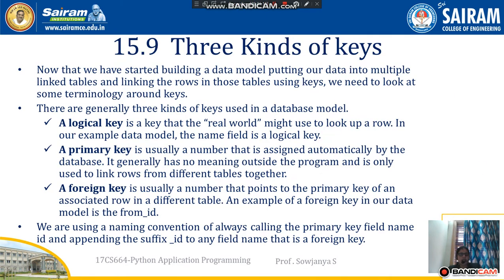we have a primary key, which is usually a number that is assigned automatically by the database. It generally has no meaning outside the program and it is only used to link rows from different tables together. That is the use of the primary key.